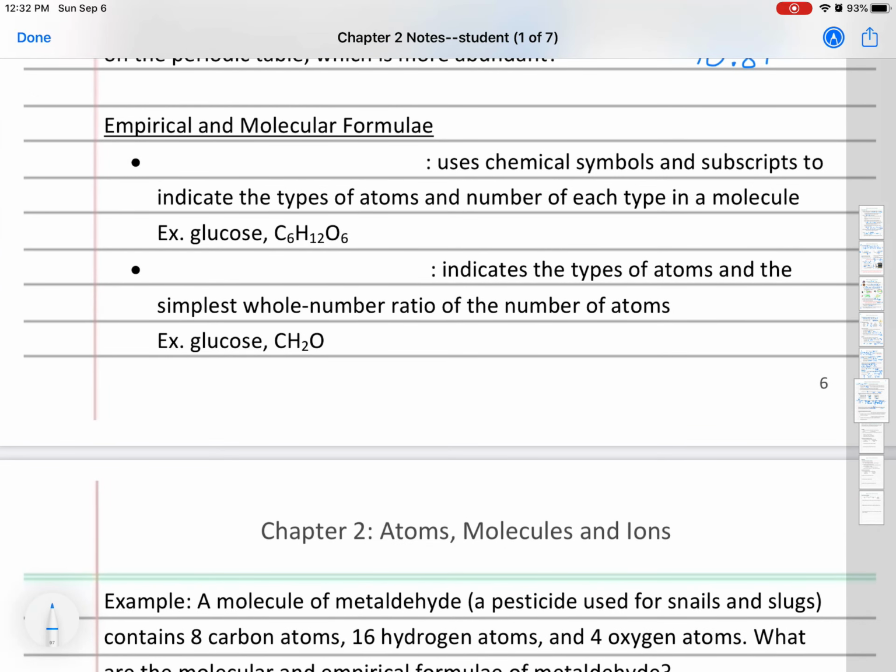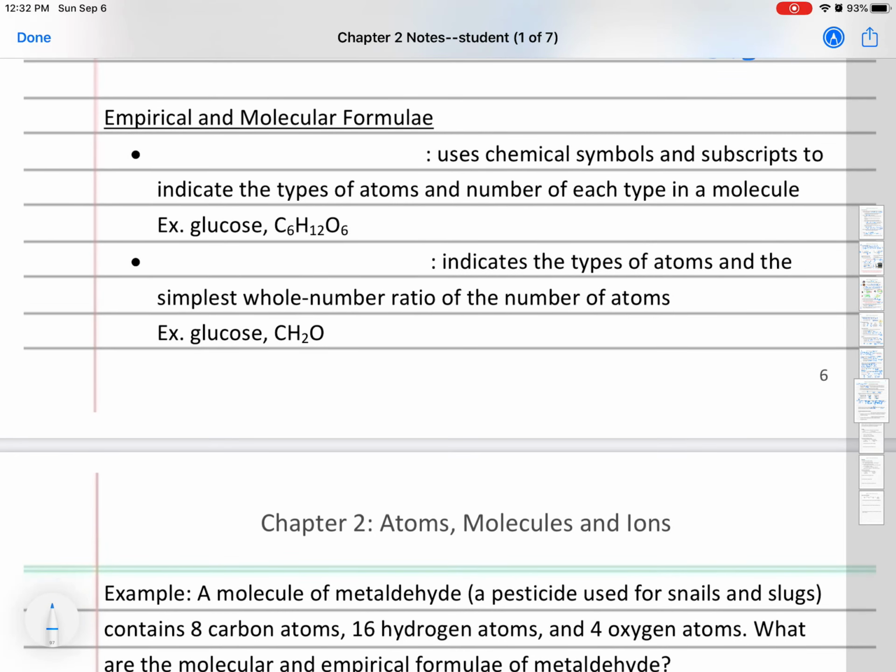All right, another thing to know, when we combine atoms to make compounds, we can express those compounds using a formula. So this here is an example of the formula for glucose, C6H12O6. And we call this the molecular formula.